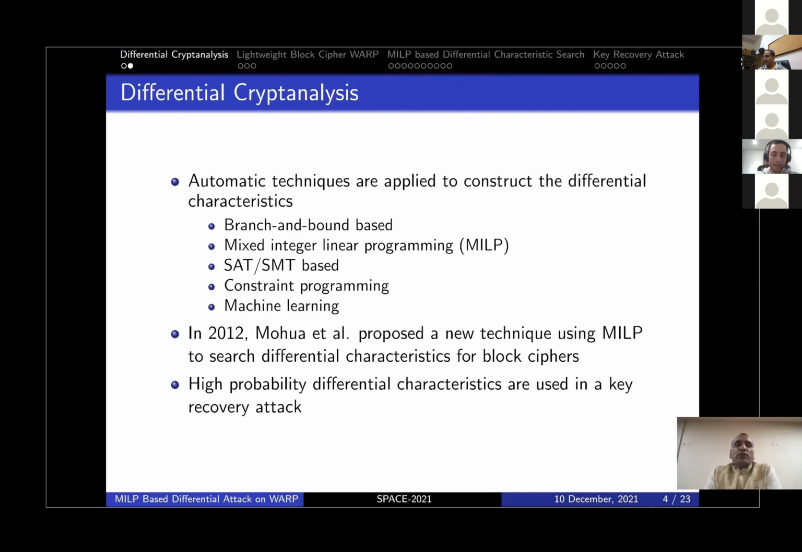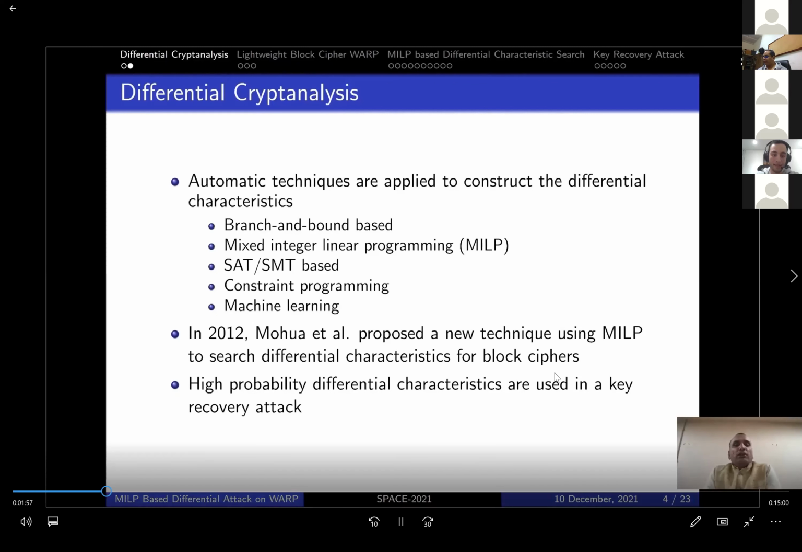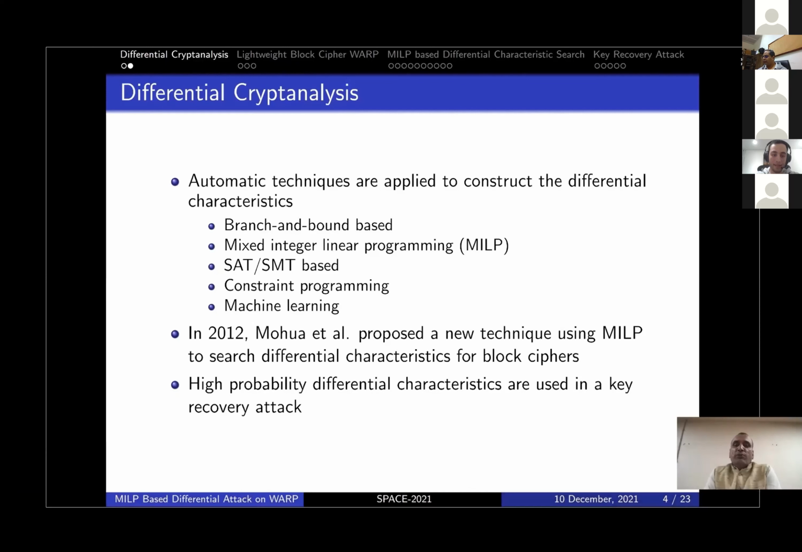Nowadays, block ciphers are designed with 64 or 128 bit block sizes. So we need automatic techniques to construct the differential characteristics. There are several automatic techniques. The first was the branch and bound based technique, proposed by Matsui in 1993. Others are mixed integer linear programming based, SAT and SMT based, and constraint programming based techniques. Recently at Crypto 2019, a machine learning based automatic technique was proposed to construct differential distinguishers.